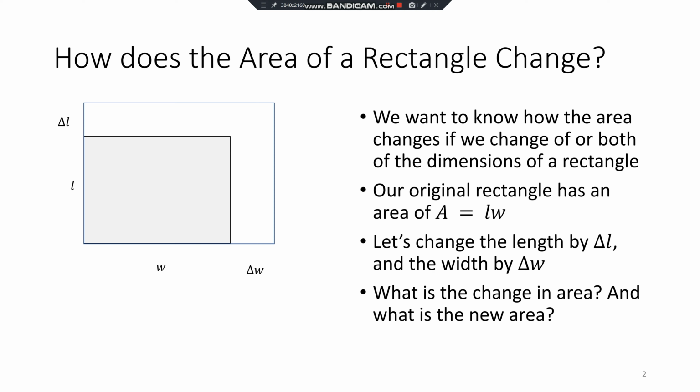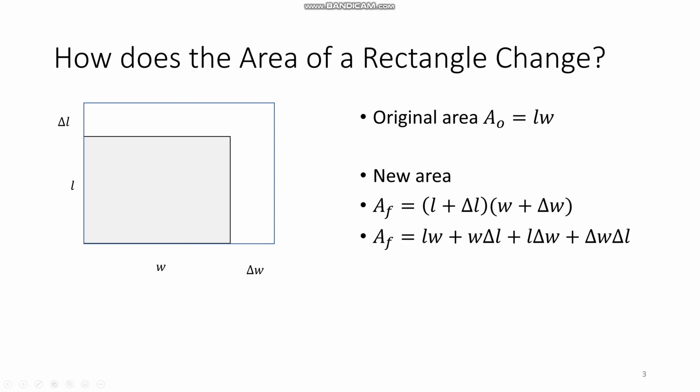So we're going to take this a step further. Originally, we know that the area is length times width. We can see that here our new length is L plus delta L, and our width is width plus delta W. So our new area formula is going to be those two multiplied by each other. We can expand that out, showing our final area is length times width plus width times delta length plus length times delta width plus delta length times delta width. But where do each of these pieces come from?